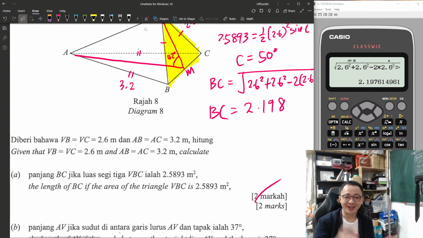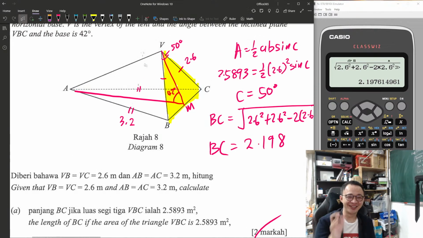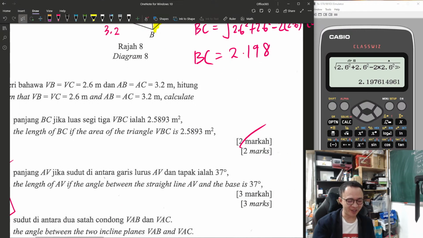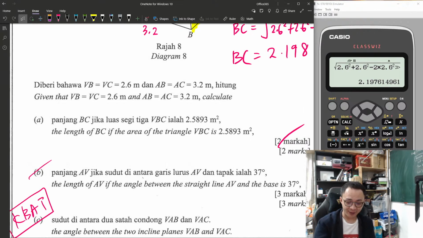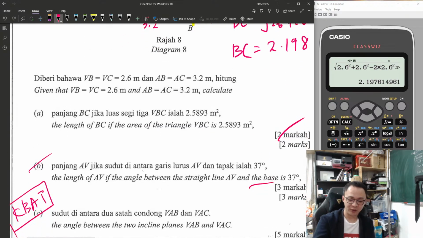I see a lot of students already know these things. Is that the answer, like 2.7 something? I don't know, so you can check the marking scheme. After we're done with this, I'll go to the second one. It asks us to find the length of AV, if the angle between the straight line AV and the base is 37 degrees. This angle will be 37.